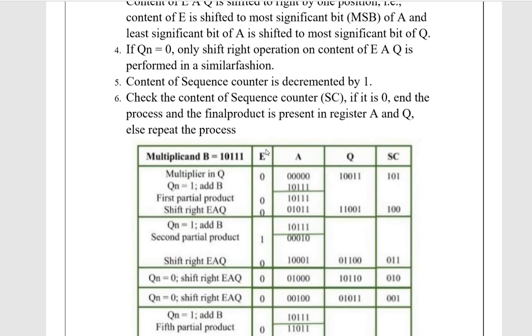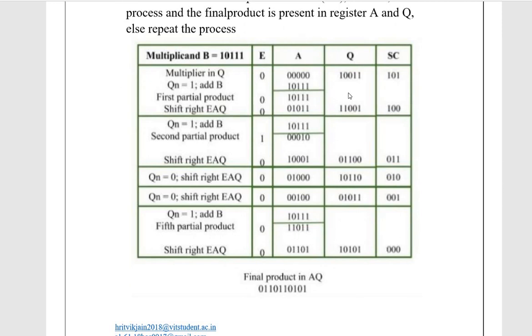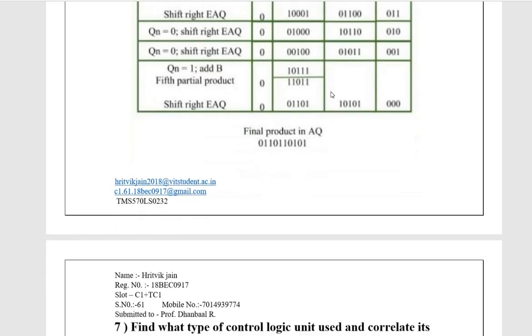So these are all the steps, and here is the truth table showing what values that flowchart is giving us. For example, I take B equals 1011, and E, A, Q, SC like this, and Q with Qn equals 1. So this is the flowchart.